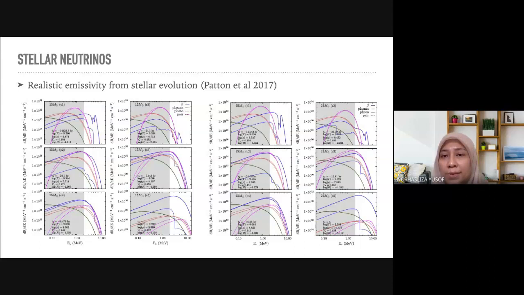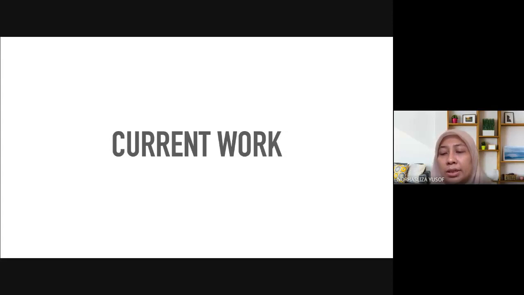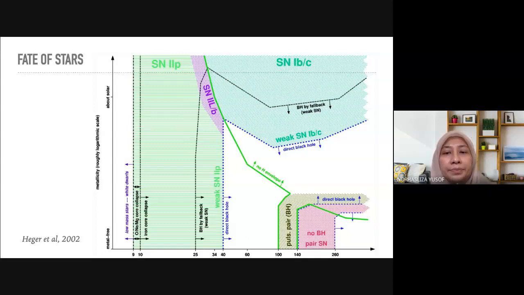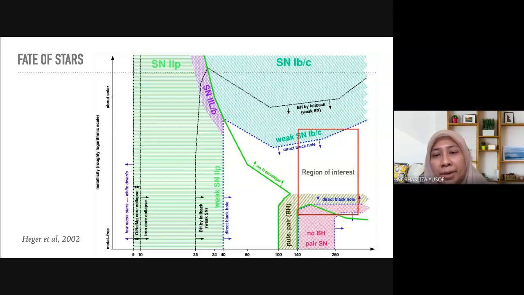Okay, so now I'm going to introduce the current work. I have around 15 minutes more. The current work is the fate of the star, prepared by Alexander Heger again. Here he shows the range of mass of the star, and this is metallicity. So what happens to the star when it ends?